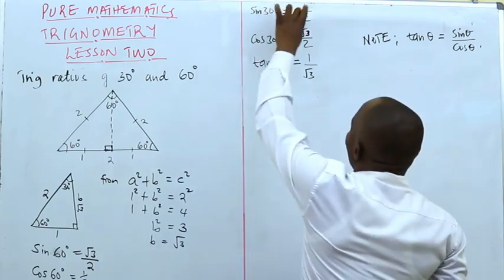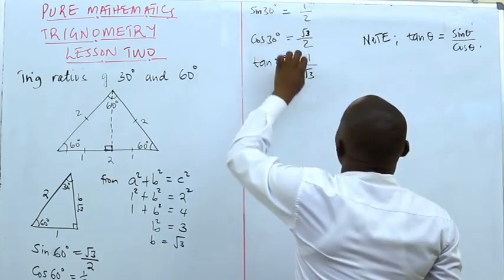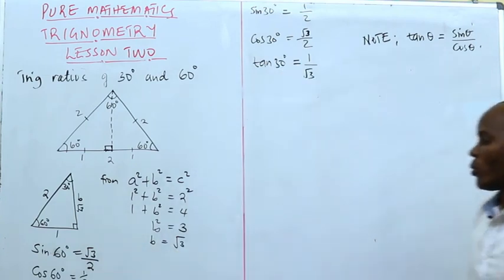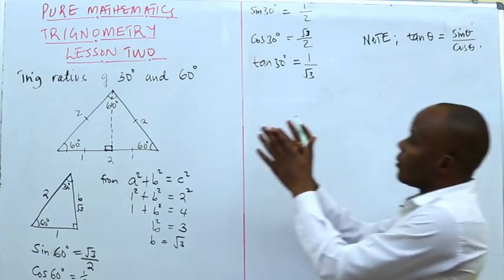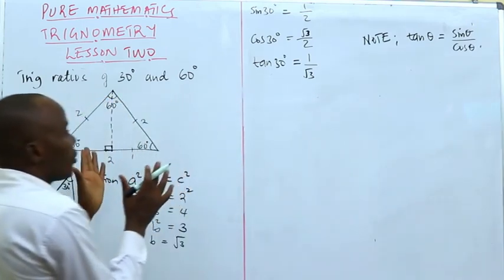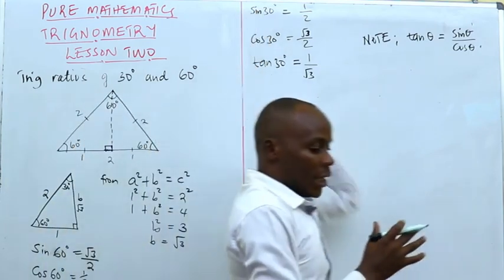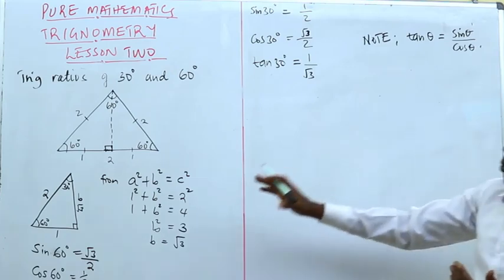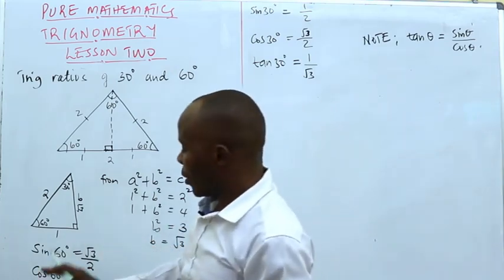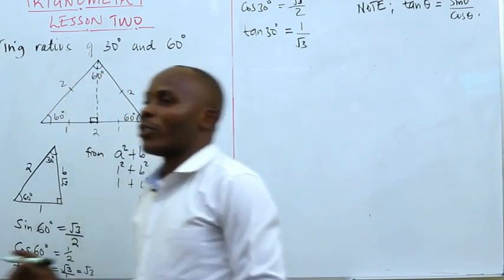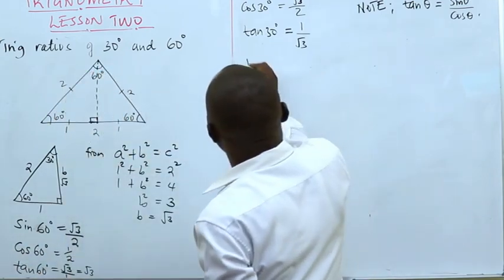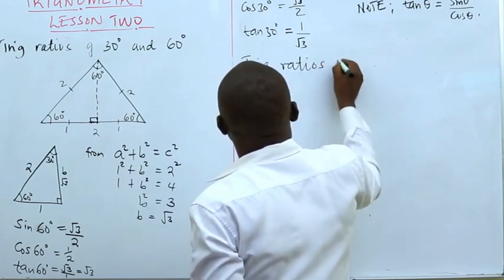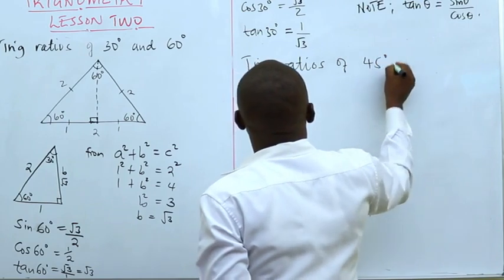If you divide this by this, you'll come to what we have there. Now, this one is the trig ratios of 30 degrees and 45. We have looked at cos of 30, sine of 30, and tan of 30. We have also looked at the sine of 60, cos of 60, and tan of 60. Then we can also look at the trig ratios of 45 degrees.